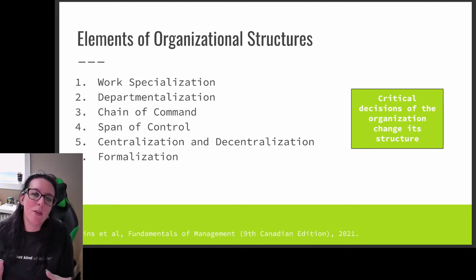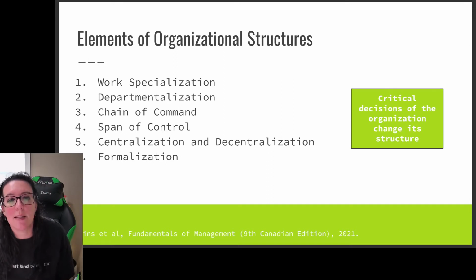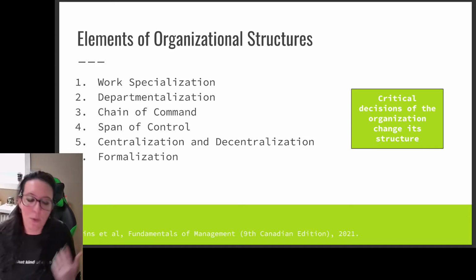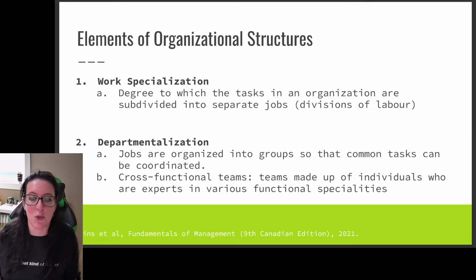But before we can do that, we need to look at what we mean by organizational structure. So there are 6 elements of organizational structure that we need to investigate, and they are work specialization, departmentalization, chain of command, span of control, centralization or decentralization, and formalization. So we're going to go through each of these in this video and the next couple videos. So let's start by looking at what we mean by these elements of organizational structure.